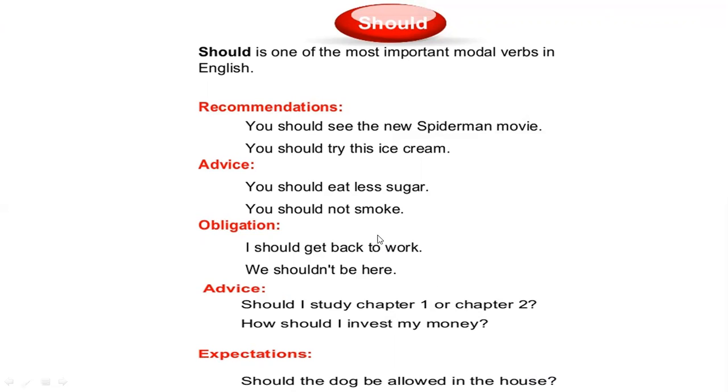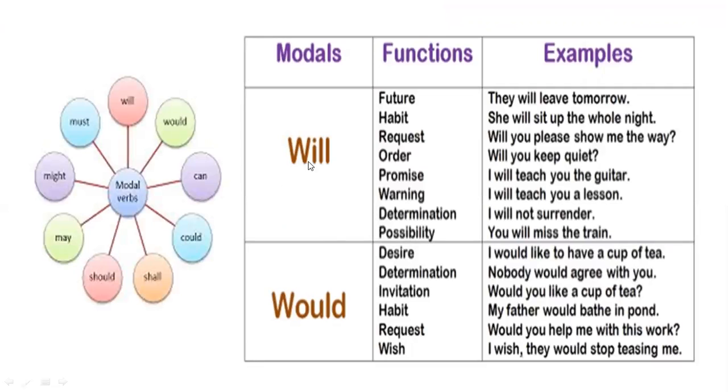So, should is considered one of the most important modal verbs in English, and it can be used as recommendations, advice, obligation, and expectations. Then, will. Will can be used in future, habit, request, order, promise, warning, determination, and possibility.